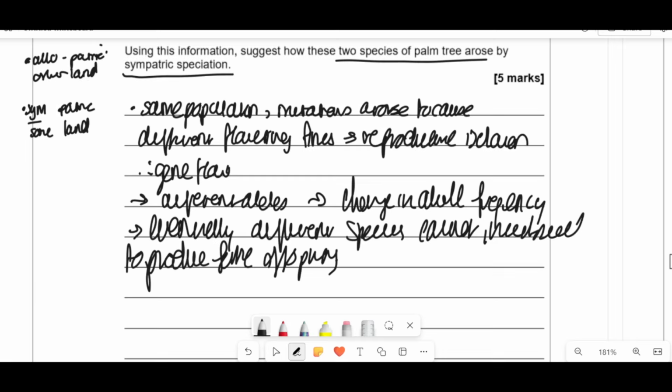So some mutation has happened where they're now flowering at different points, meaning they can't reproduce. That is the reproductive isolation. In allopatric, where you have another land, there's a geographical barrier stopping them from breeding with each other. So that's the reproductive isolation of this population versus this. Both of them hinge on there being reproductive isolation of some sort.